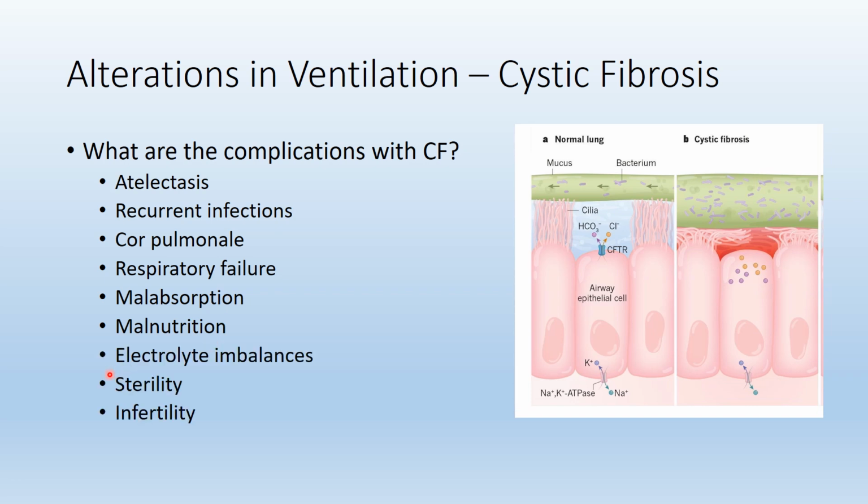Okay. So electrolyte imbalances are because the sweat pores are altered. Sterility is not really in effect here, but infertility is, because we could block the movement of the gametes through the reproductive tract, especially in males, and in females we could prevent their movement up into the fallopian tubes where fertilization needs to occur.